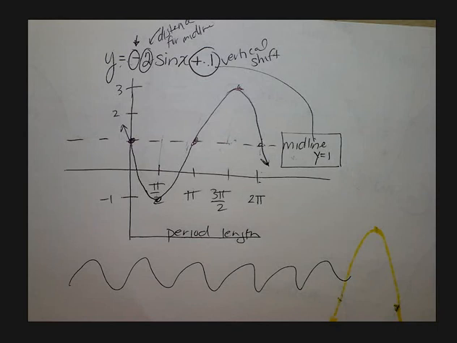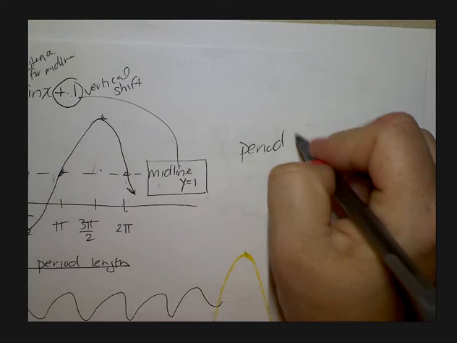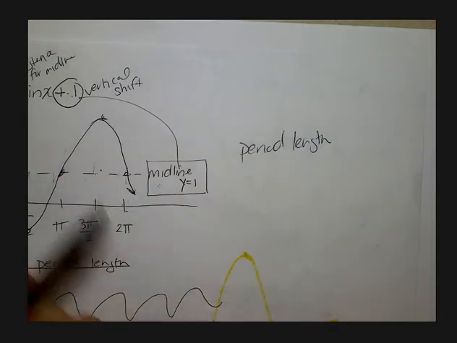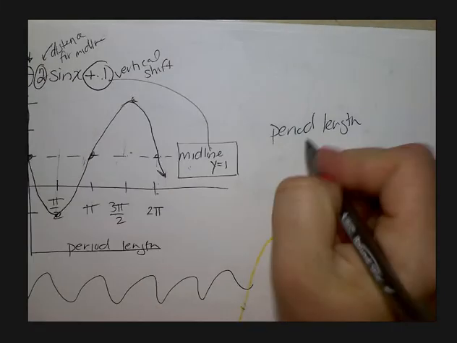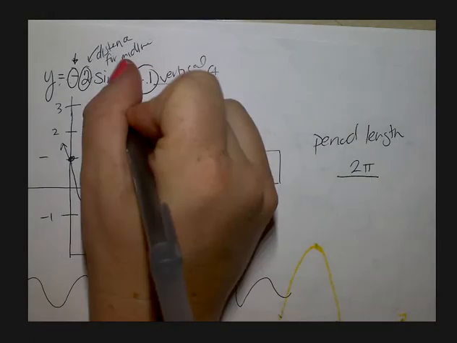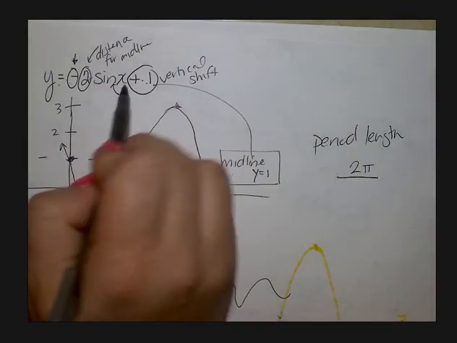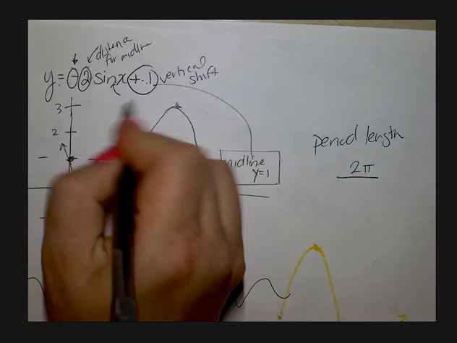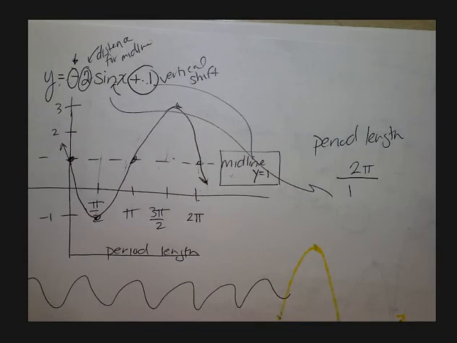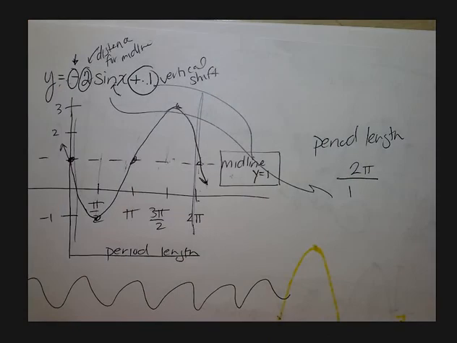Okay, so define the period length. And again, sometimes it's just called period. Define the period length, and that's the length of one cycle here. You're going to take 2 pi, and you're going to divide it by whatever is in front of the x. Well, what number's in front of the x? What number's hidden right there? A 1. 2 pi divided by 1 is 2 pi. Later on, we're going to do problems that are further along.